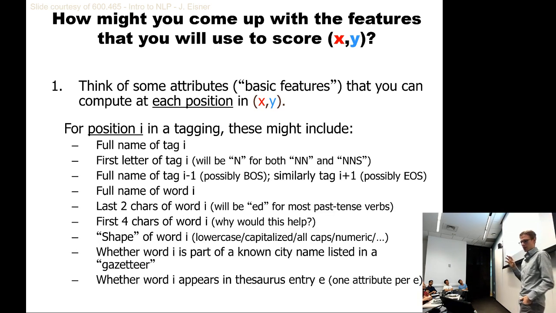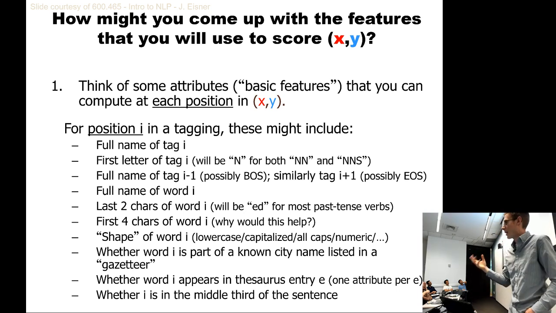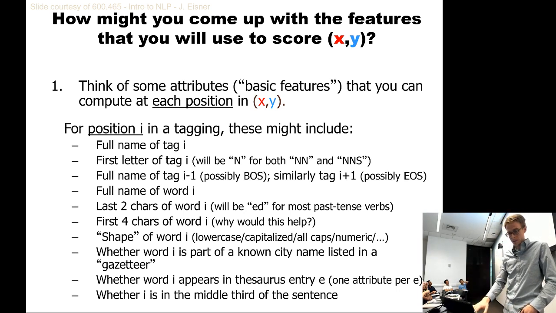If we think of this in terms of a particular tag at position I, then all of those examples that we looked at, we could articulate via some notion of a template that looks at the full name of the tag, the first letter of the tag, the full name of the previous tag, the full name of the word at that position, the last two characters of the word, the first four characters of the word, and so on. These are getting at suffix and prefix features, right, that actually understand something about how verbs are conjugated or something like that, or lemmas of words.